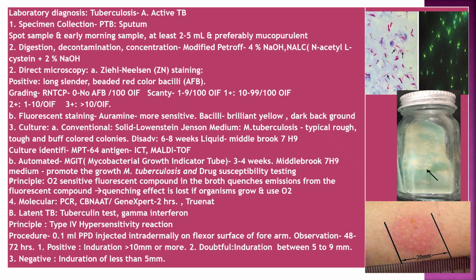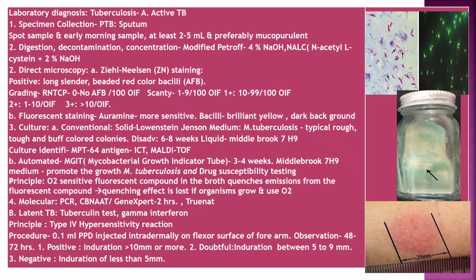Second microscopy is fluorescent staining, where auramine rhodamine dyes are used, so it is more sensitive, with bacilli brilliant yellow against the dark background. Culture, conventional and automated. Conventional solid Lowenstein-Jensen medium for Mycobacterium tuberculosis. After 6 to 8 weeks, typical rough, tough, buff color colonies are seen. Disadvantage: it takes 6 to 8 weeks. Liquid media: Middlebrook 7H9. Culture identification is done by MPT64 antigen by immunochromatography or by MALDI-TOF technique.